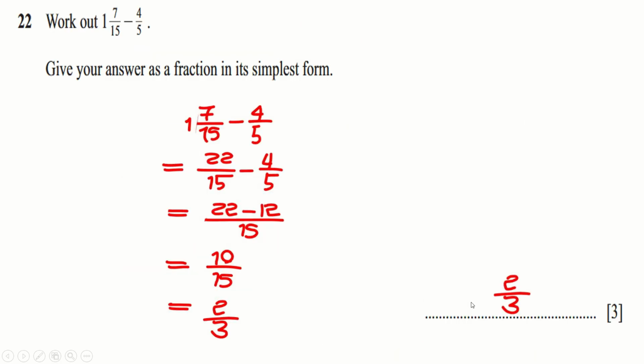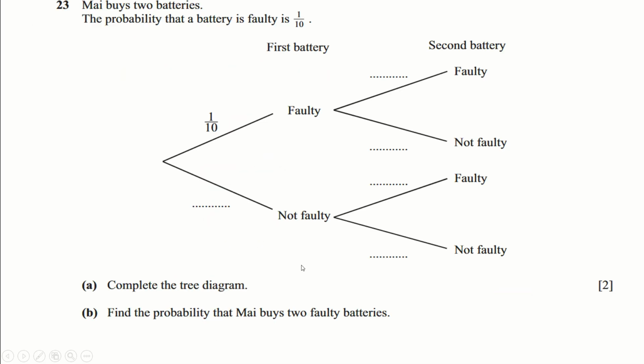I need to work out the fraction. So first of all, the mixed numbers have to be changed into improper fractions where we got this, and then we will equalize the denominators. Then we will simplify into the simplest form.